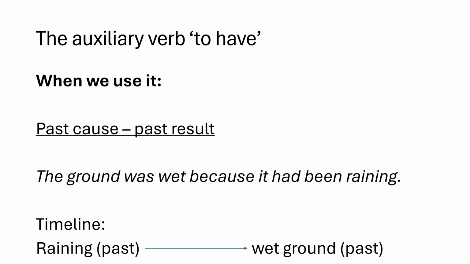We use the past perfect continuous tense to explain a past result. For example, the ground was wet because it had been raining. This timeline shows that in the past it rained, then in the past the ground was wet as a result. It is a past result, not a present one.